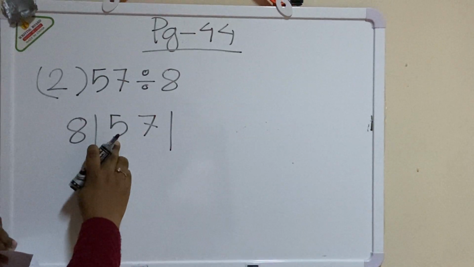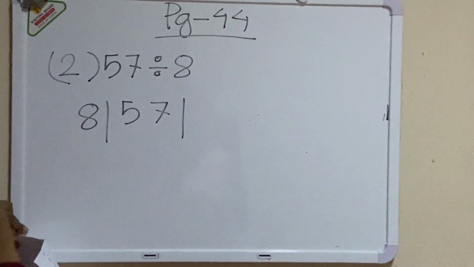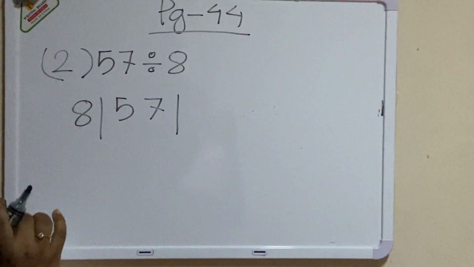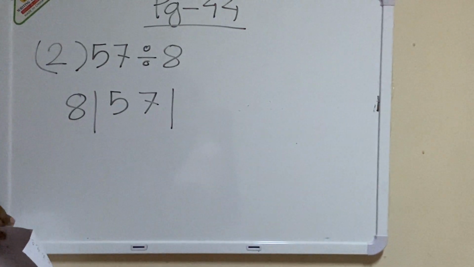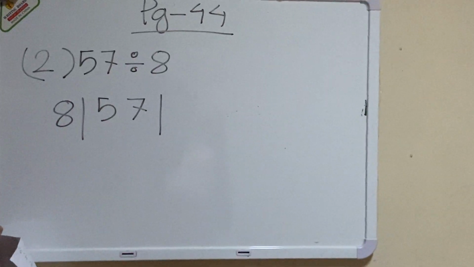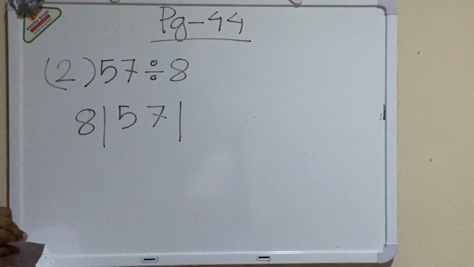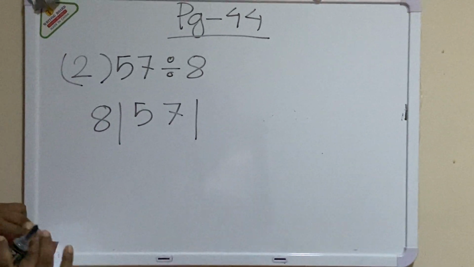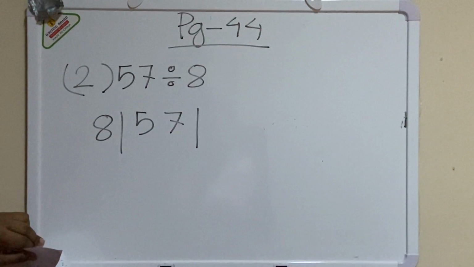Here the tens number is 5. But look, 5 is not bigger than 8, so I cannot divide the 5 because there is no 8 inside the 5. So I have to bring down the 7 for the first time, so the number becomes 57. Now I can divide 57 because in 57 there are many 8s. So find out in table 8 where is 57 or near about 57.